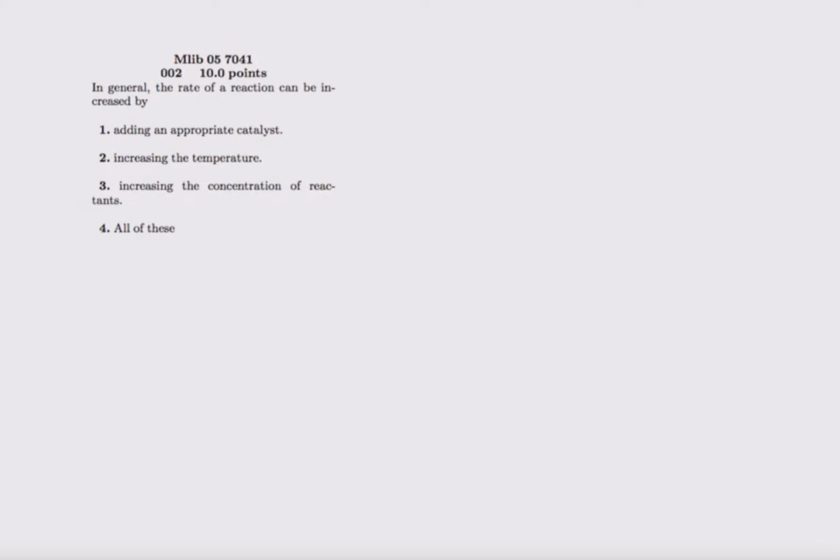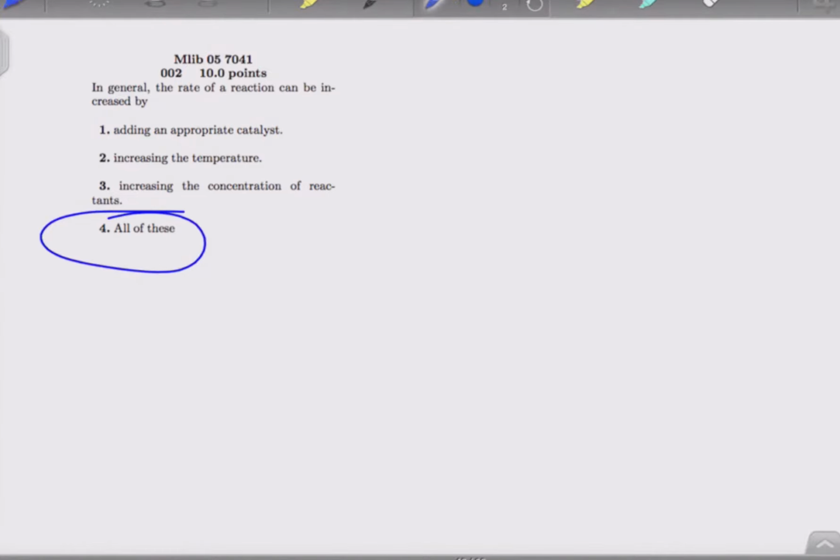Okay, how can you increase the rate of reaction? Well, adding a catalyst will always increase the rate of reaction. Increasing the temperature will generally increase the rate of most reactions. And increasing the concentration will also usually increase the rate of reaction. So the correct answer here is that these are all ways in which you can increase the rate of reaction.